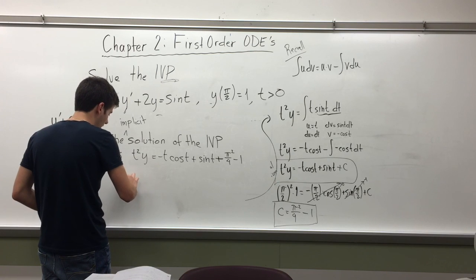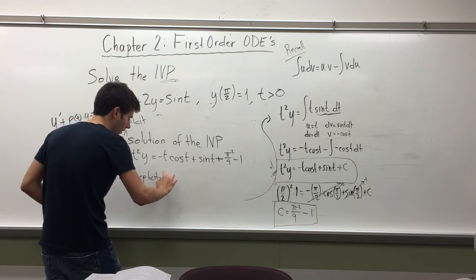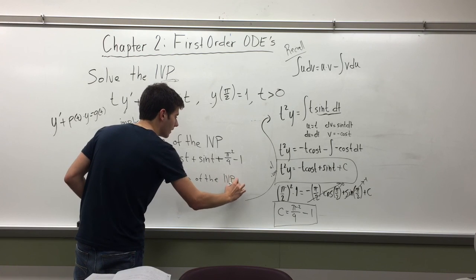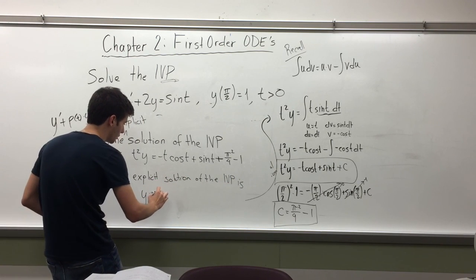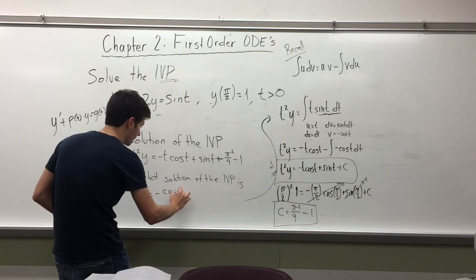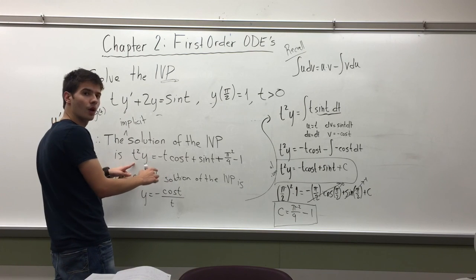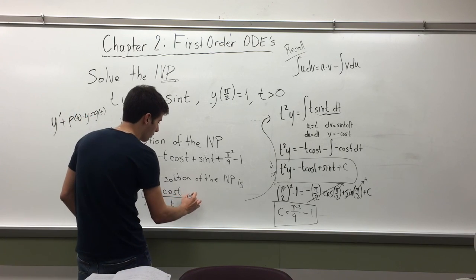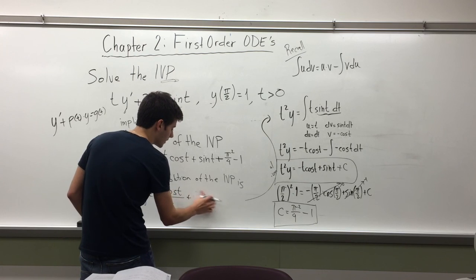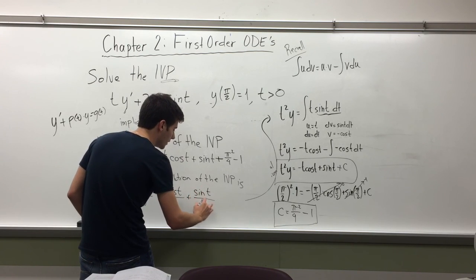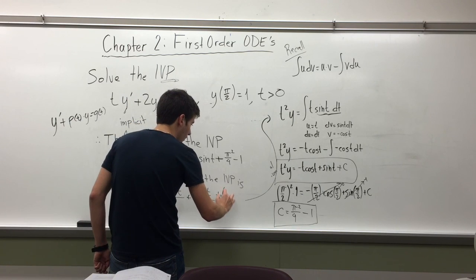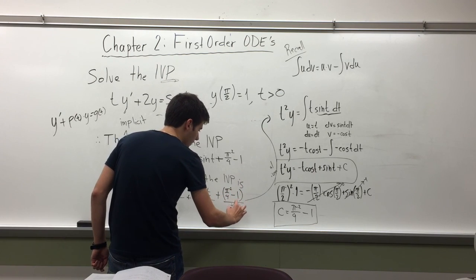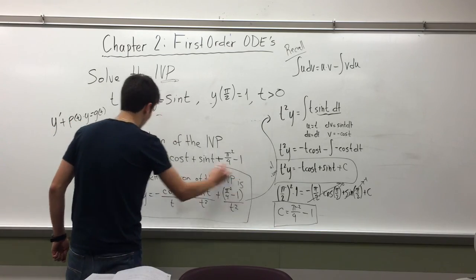So the explicit solution of the IVP is y is equal to negative cosine of t over t, because you see that it's going to be t over t squared, so we're just left with t in the bottom, plus sine of t over t squared, and then we have pi squared over 4 minus 1 over t squared. So this is the explicit solution of the IVP.